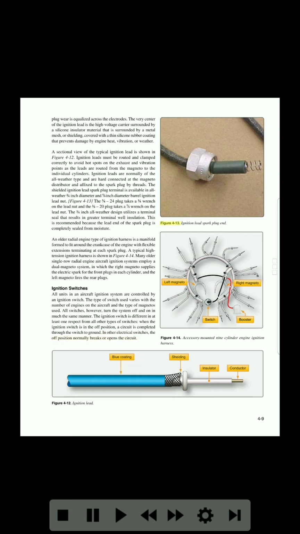Figure 4-13. Ignition lead spark plug end. Left magneto. Right magneto. Switch booster. Figure 4-14. Accessory mounted 9-cylinder engine ignition harness. Blue coating. Shielding. Insulator. Conductor. Figure 4-12. Ignition lead.